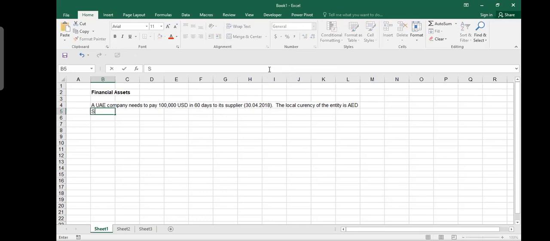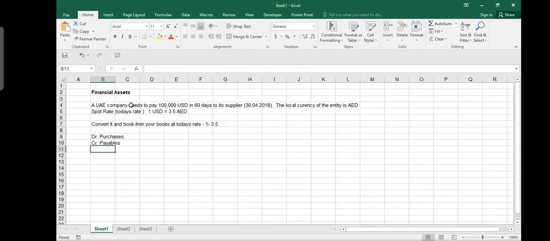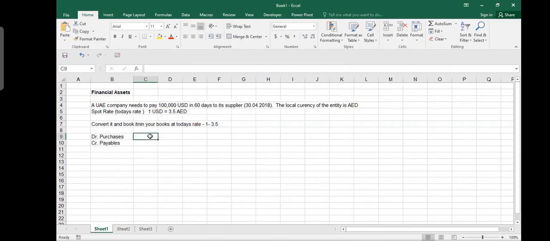I use the word spot rate, which means today's rate. Today's rate is like 1 USD is equal to 3.5 AED. So this is your today's situation. When you receive this invoice, you immediately convert it and book it in your books at today's rate, which is 1 to 3.5. So you would debit purchases, what you purchased as goods, and credit payables. But you record your books in AEDs because your local currency is AED.